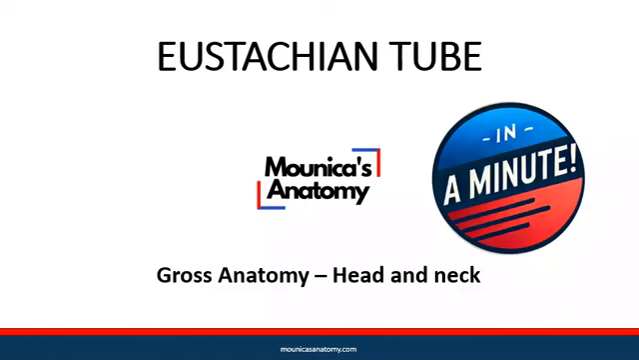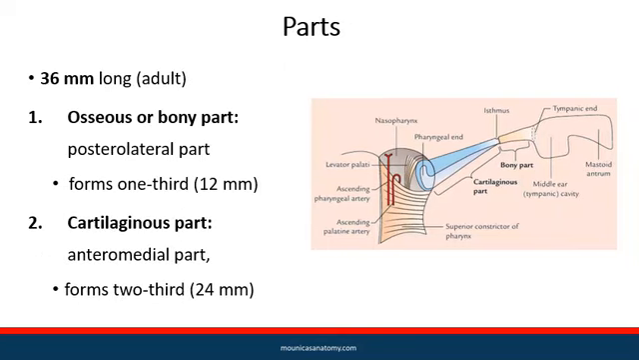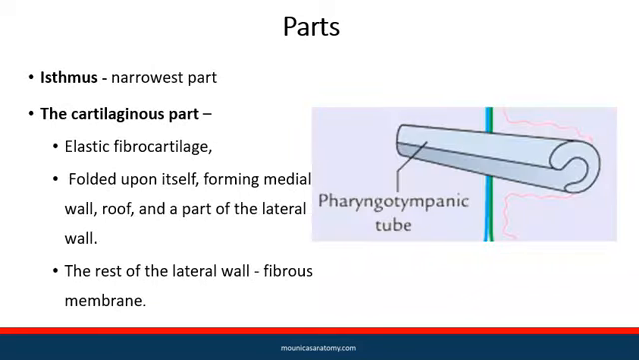Quickly revise the Eustachian tube. It is a mucus-lined channel that connects the nasopharynx with the middle ear and maintains equilibrium of air pressure on both sides of the tympanic membrane. It is 36 mm in length. It has two parts: the bony part is 1/3 and the cartilaginous part is 2/3.